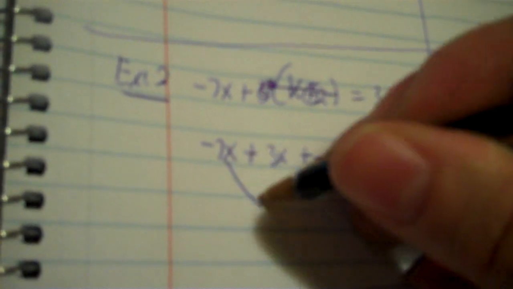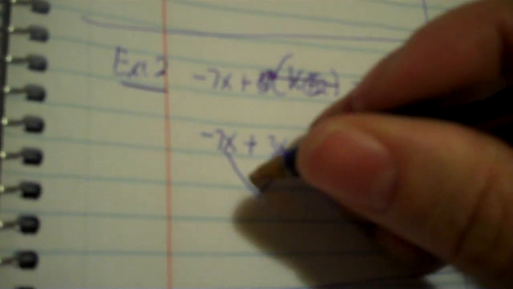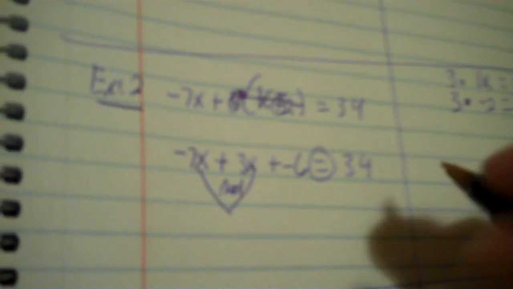Well, connect them, right? Add. So equals 34. Now what am I adding on the other side? Well, I need to add negative 7 plus 3. 3 is positive. So it's negative 4x. And we still got the plus negative 6 without the x.